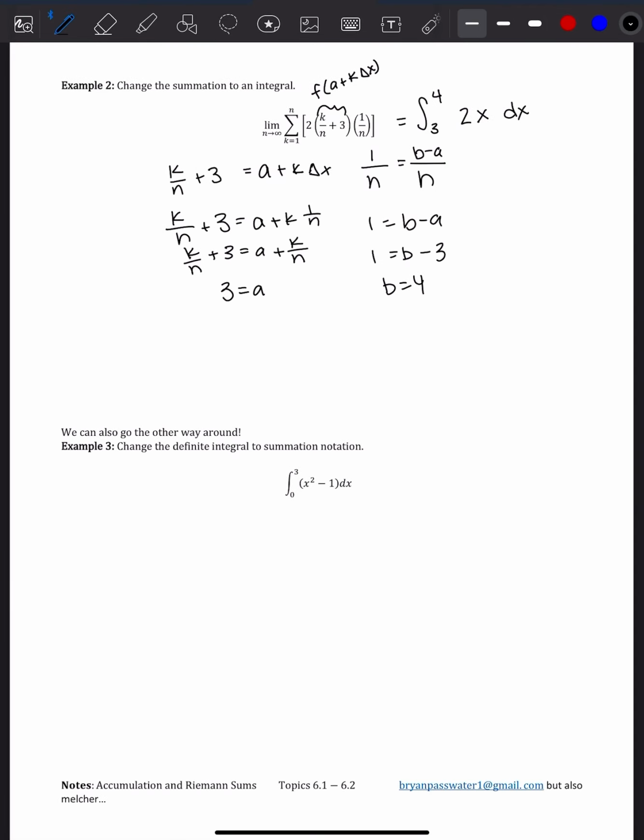So when we're doing this, going into writing our integral, we end up simplifying a lot of things. The big key here is just identifying k over n is literally going to be an x every single time in our problem. 1 over n is that change of x.